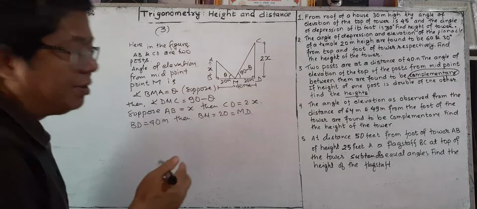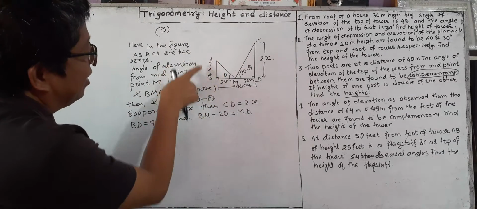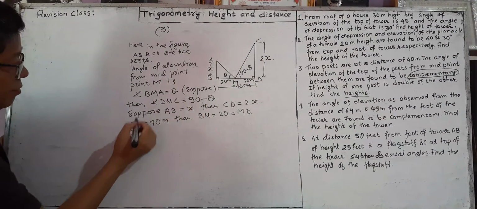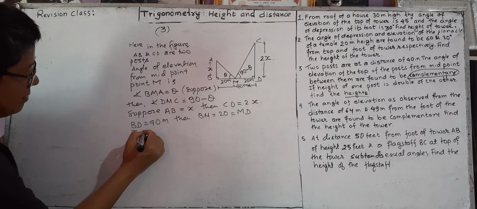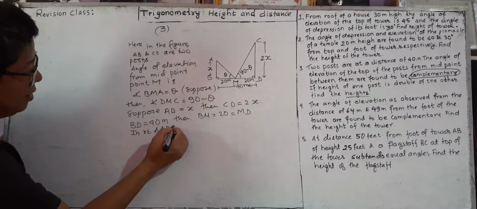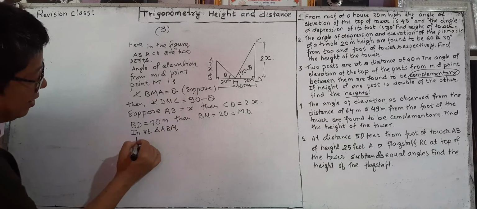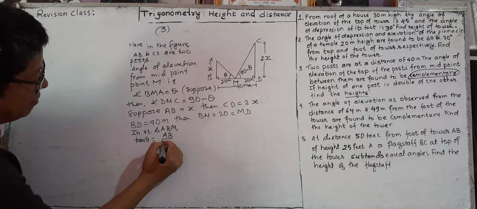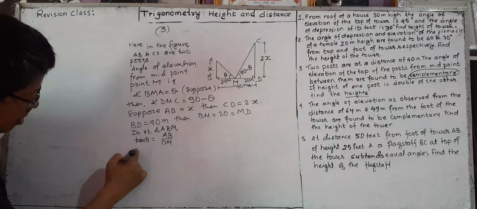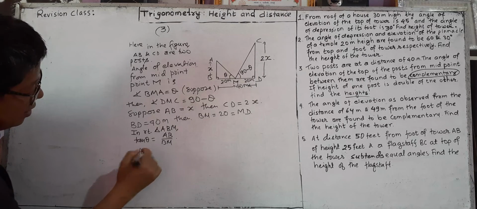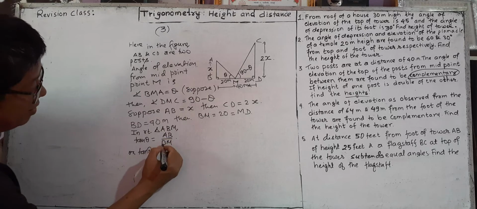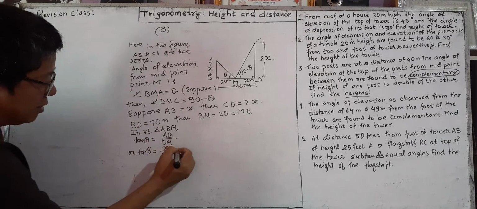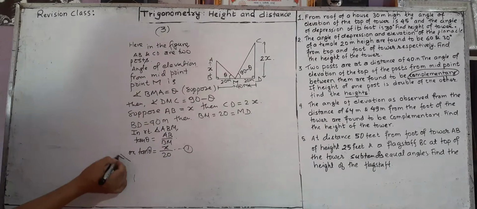Now we use the trigonometric ratios in two right angle triangles, ABM and CDM. So starting from the first triangle, right triangle ABM, tan theta equals AB by BM, or tan theta equals, the value of AB is x, the value of BM is 20. Say it is equation I.